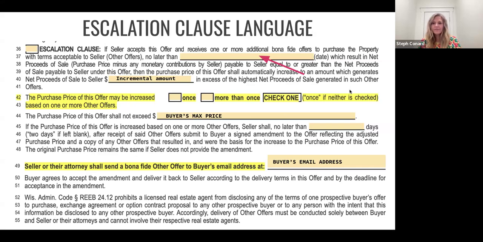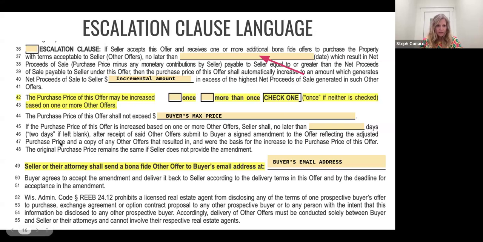Okay, so on line 44, you're going to identify the price that this buyer is willing to go up to. So let's say we've got a $200,000 offer price and we've got an incremental amount of $1,000 with a purchase price max of $215,000. So if another offer comes in for 207, then this offer could now become 208 up to that 215.